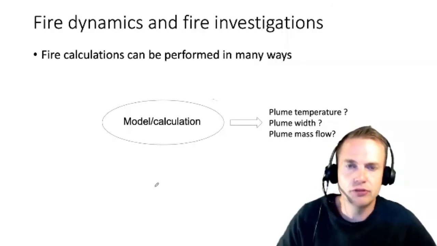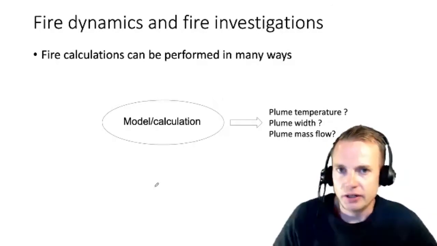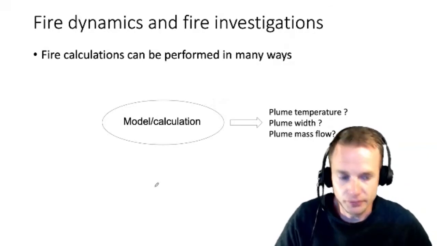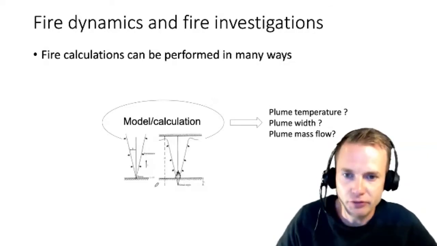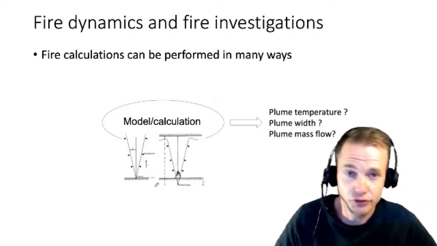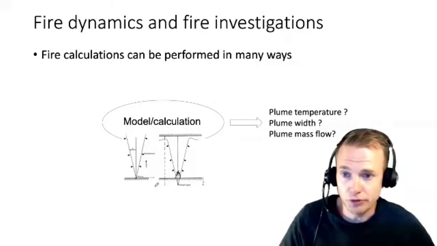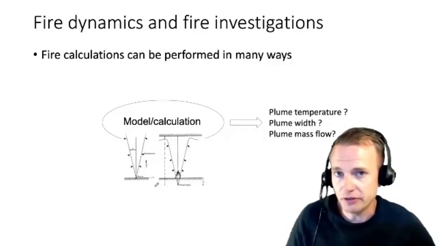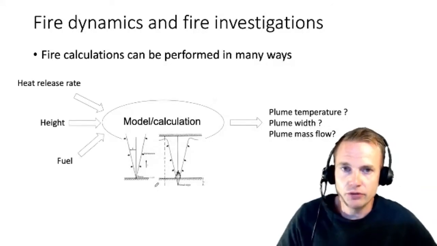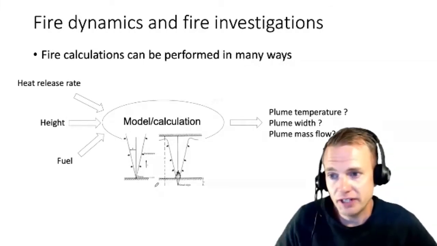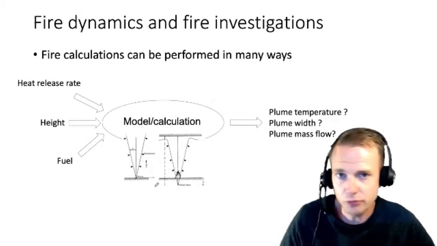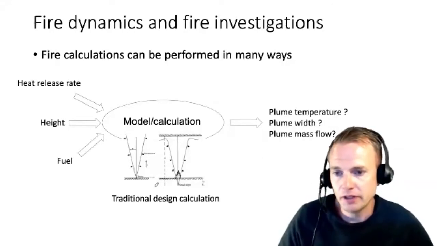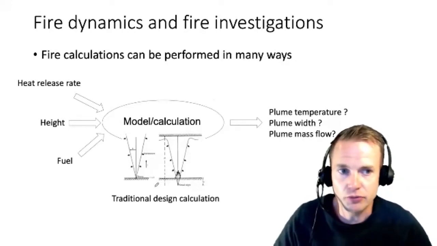It could be something else. We want to look at the egress time and compare that to the time to critical conditions, which we calculate with a fire model. And the models can be very different, of course. Now I have the example here of plume temperature and plume mass flow, and then we use some type of plume model. So quite a simple thing, usually used as a sub-model in other types of calculations. In order to do that calculation, we need information about the heat release rate, the height where we want to find the plume mass flow or plume temperature, and we might need some information about the fuel.